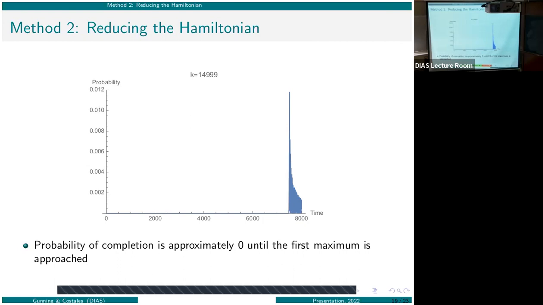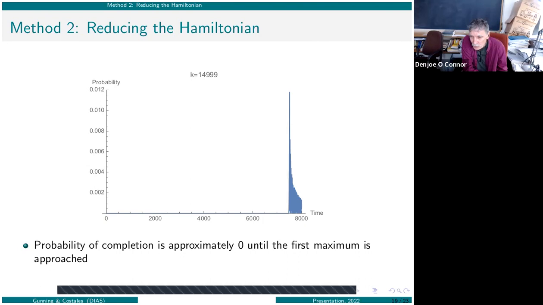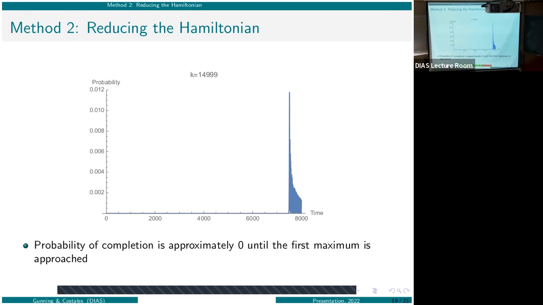Okay. So we saw that there were subsidiary peaks later, and those are the ones you're defining as the next repeat times. Yeah, the next optimal times.